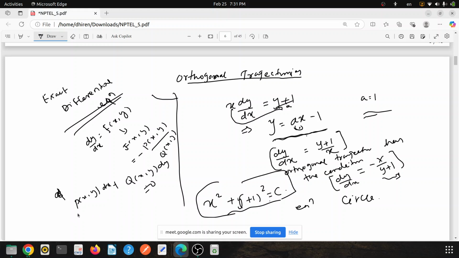We need to check whether the differential equation is exact or not. We can check that if the partial derivative del P by del y is equal to del Q by del x, then the differential equation is an exact differential equation.